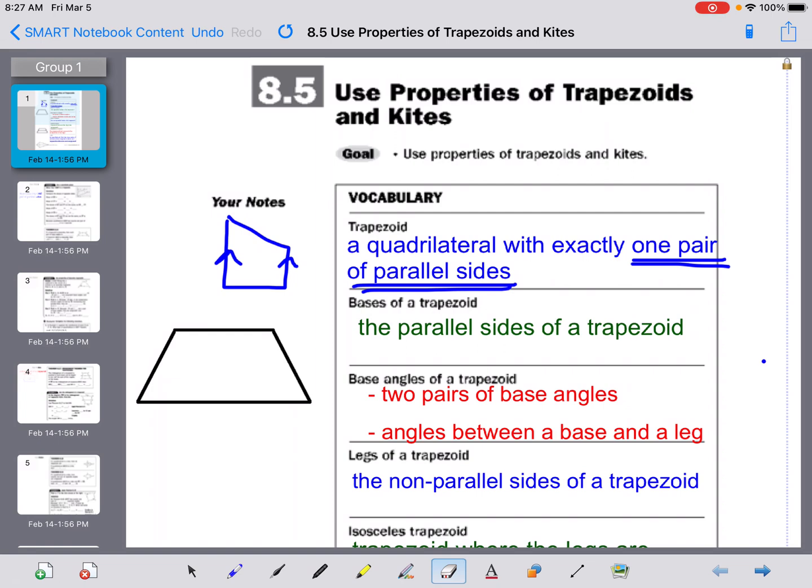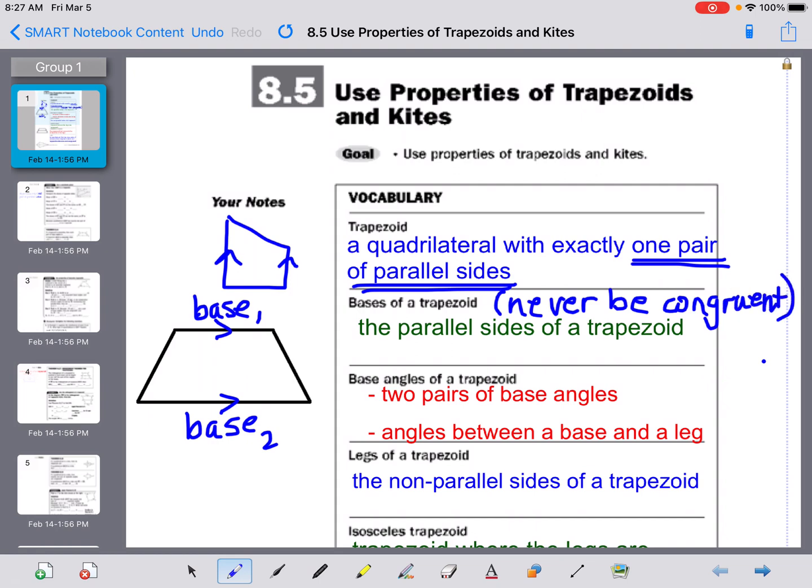Okay, the bases of the trapezoid are those parallel sides. We call this one like base 1, we call this one base 2, or we can flip those names. They don't have to be specific, but they are different bases. And what's super, super important to realize is they will never be congruent, okay? They will never be the same length on a trapezoid. Those bases are always different lengths, or it wouldn't be a trapezoid, okay?